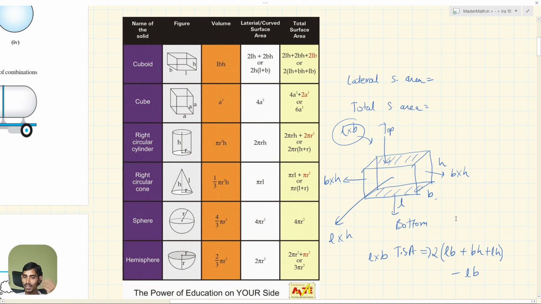And lateral surface area, you can ignore the top and bottom. So L into B of the top and L into B of the bottom, you remove that. So everything else remaining would be the lateral surface area. So this is for the cuboid.